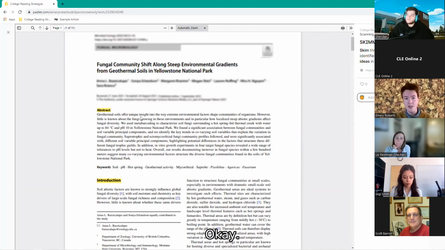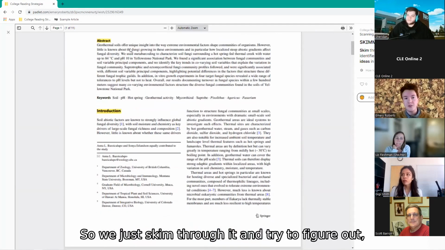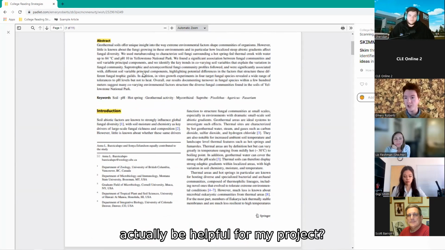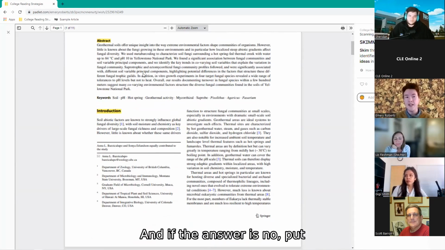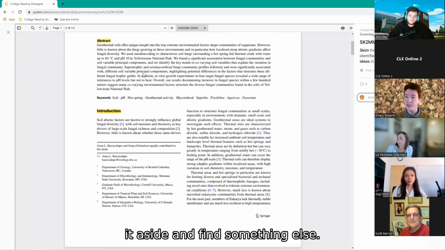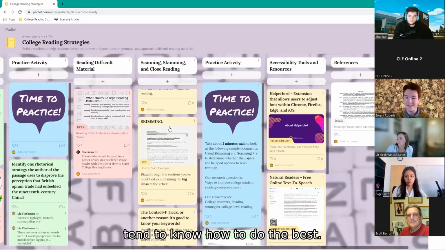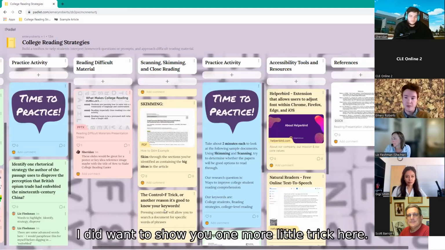Okay. So we just skim through it and try to figure out is this article going to actually be helpful for my project? Does it have the information I need? And if the answer is no, put it aside and find something else. If the answer is yes, then we can move on to doing close reading. I'm not going to go over that one today because that's the one that students tend to know how to do the best.